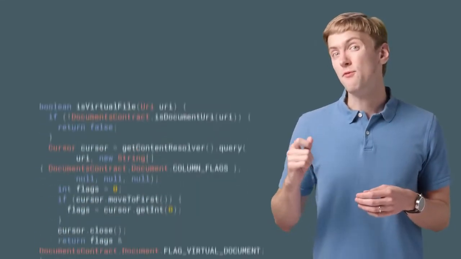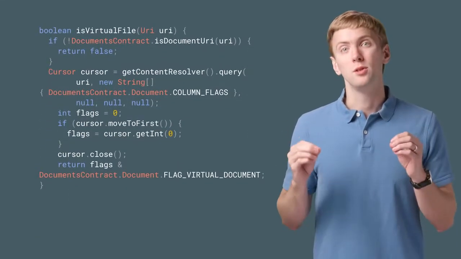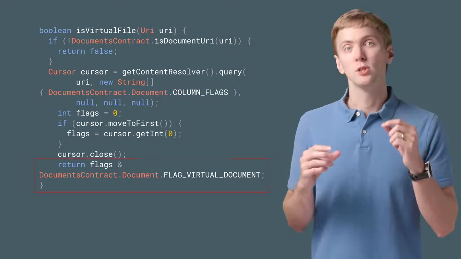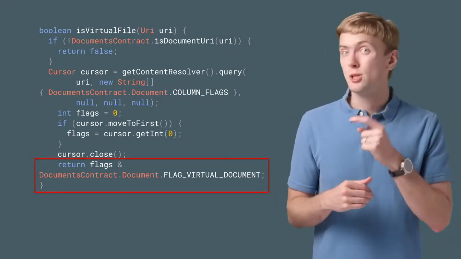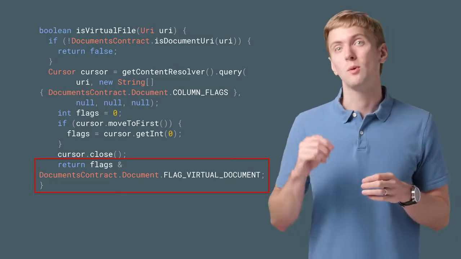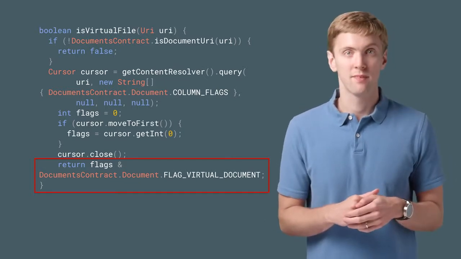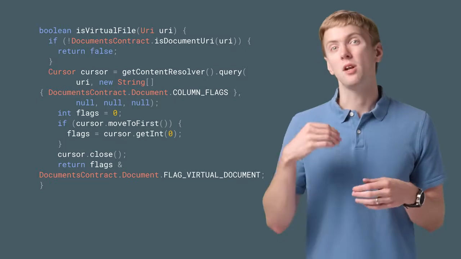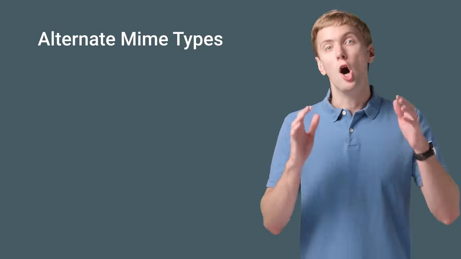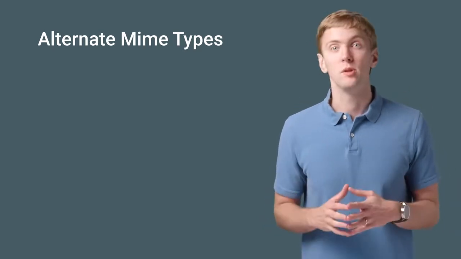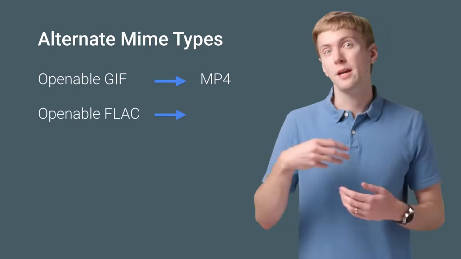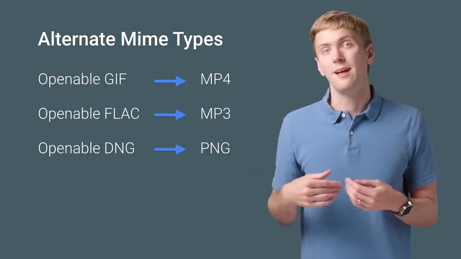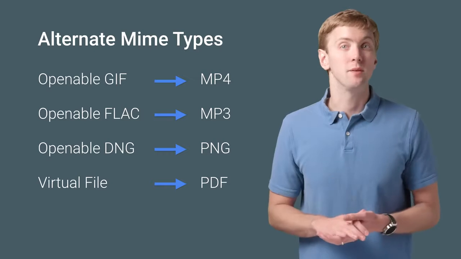You can determine if you have a virtual document by using a method like this, which looks at the column flags for the URI. That flag, virtual document, is the indicator which marks a virtual file. With this information, you can also take advantage of one of API 24's other new features, alternate MIME types for the Storage Access Framework. Think of this as on-the-fly transcoding or exporting a virtual file into an openable file such as a PDF file.